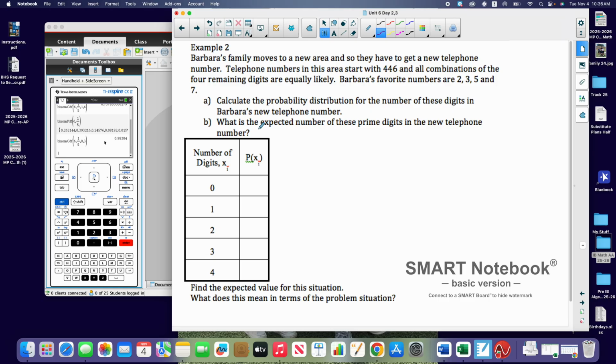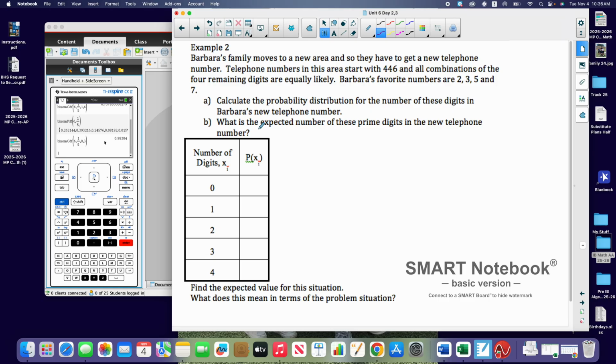Anybody know what's in common with 2, 3, 5, and 7? They're all prime numbers. Those are the prime numbers. So she likes prime numbers. She wants these numbers to be in her phone number. And so we want to find the probability distribution for these.